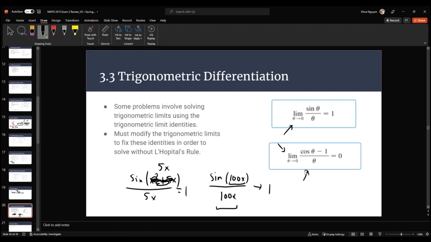And so it's the same thing with the cosine. You could have cosine of 2x minus 1 over 2x, and that approaches 0.